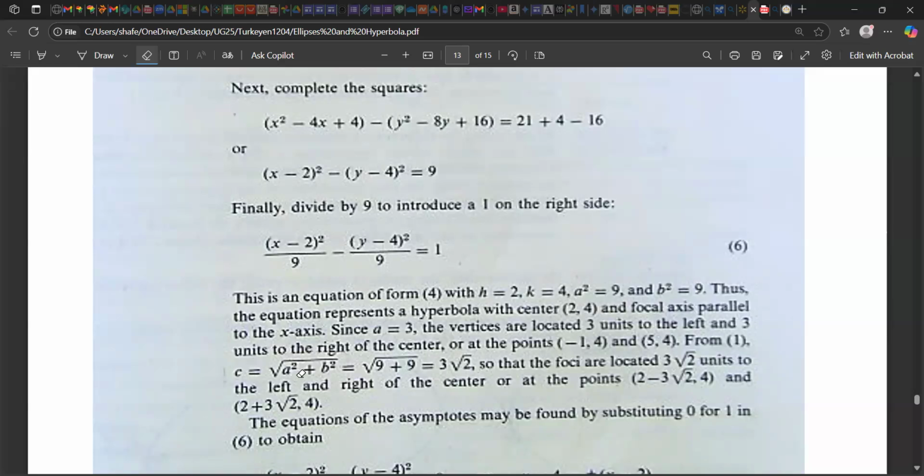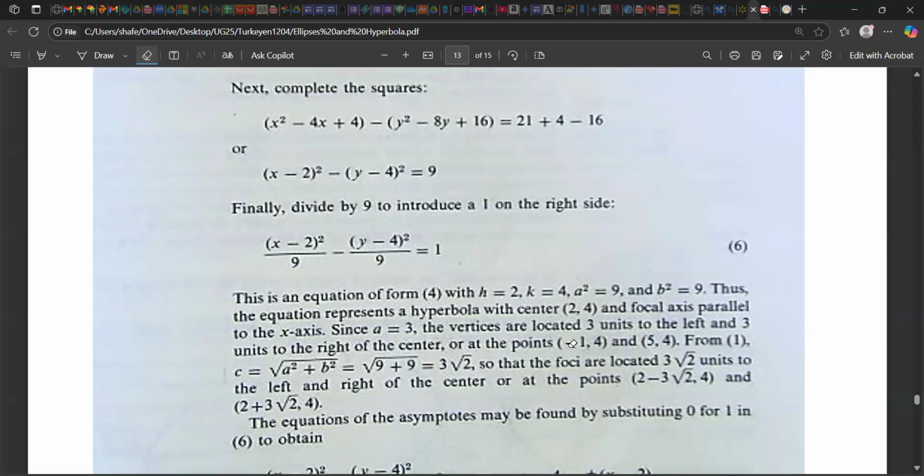The C value, well, you get it from this relationship here. We have an ugly number, right? And what else is there? You got that, you got that. You got A, B, C. So the vertices are going to be 3 units left and 3 units right to the center. Well, you know all of that, right? And they actually tell you the point, right? Because you know the center is 2, 2, 4.